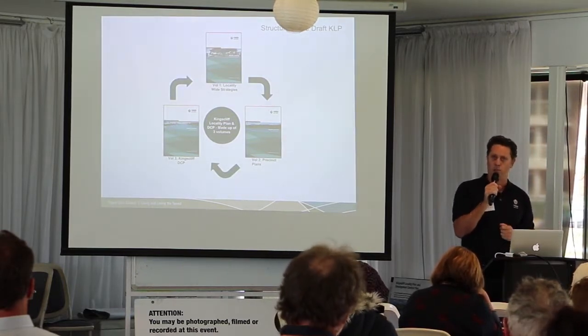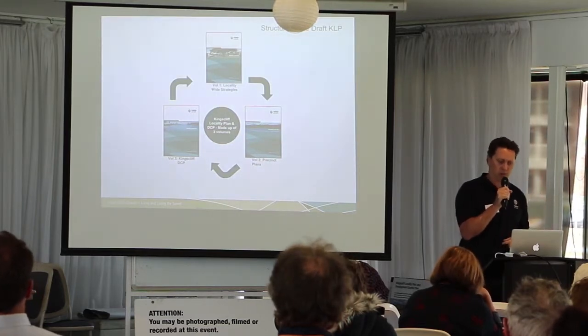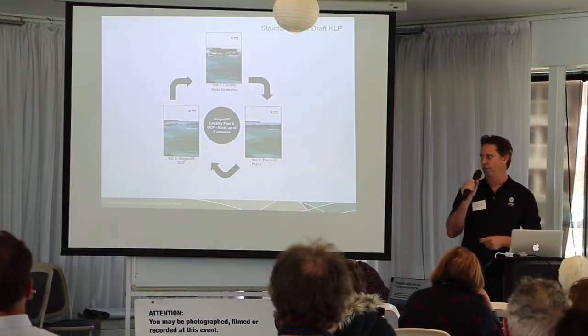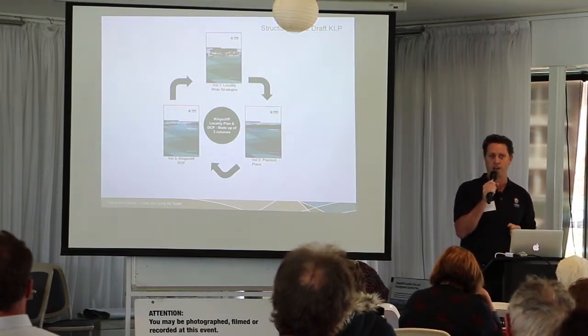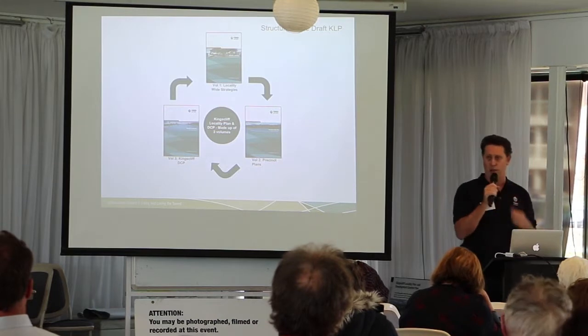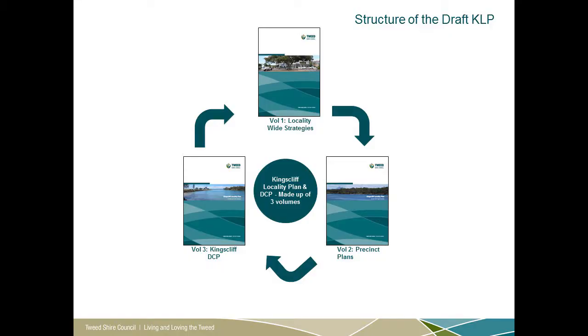Volume 2 is then breaking the locality down into a number of different precincts. I think we've divided into 12 different precincts. That recognises that each precinct, whilst together they make up the Kingscliff locality, does something slightly different or has a slightly different character. For example, the town centre is different to the North Kingscliff residents.